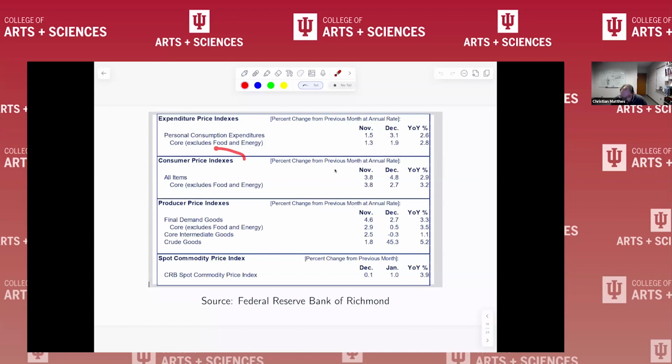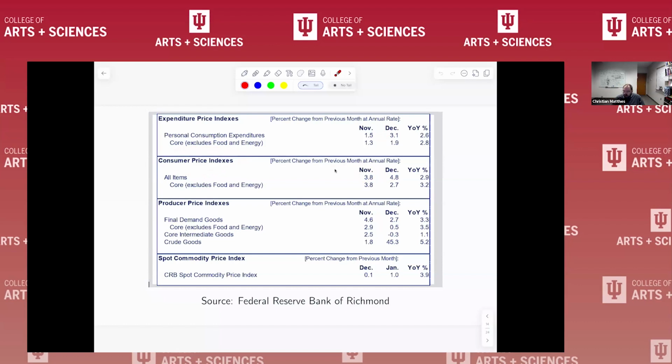The Consumer Price Index, again, because it measures inflation slightly differently, tends to have slightly higher numbers. We see this here, 3.8 month over month at an annual rate in November, then 4.8 in December. And today a new number came out in January that was even higher. In January, that number was 5.7. Okay. So we see, at least in the short run, an acceleration of inflation again.